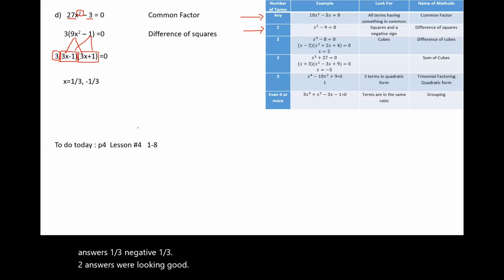Your job today, lesson number 4, 1 to 8. Practice, practice, practice. Get good at this. You're going to see a lot of this in your future. If you have questions, just let me know.